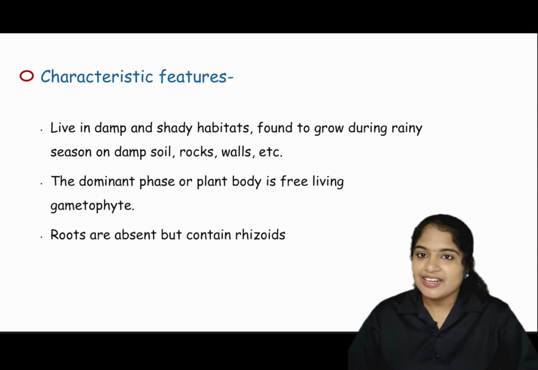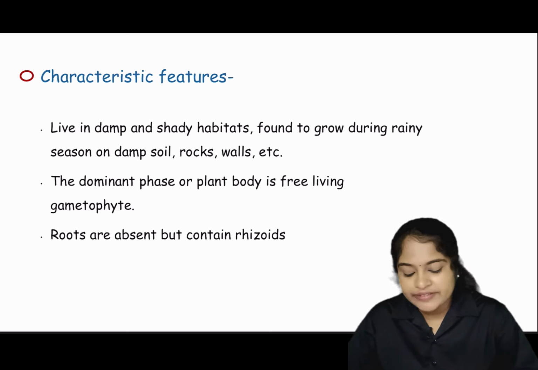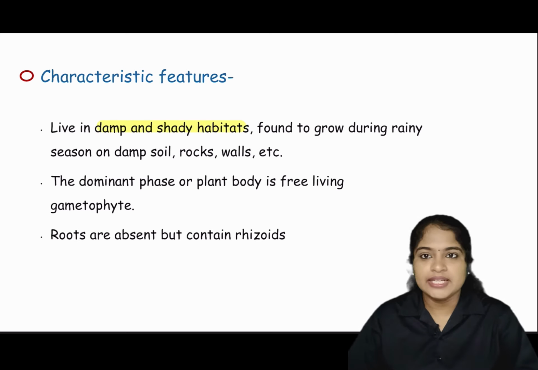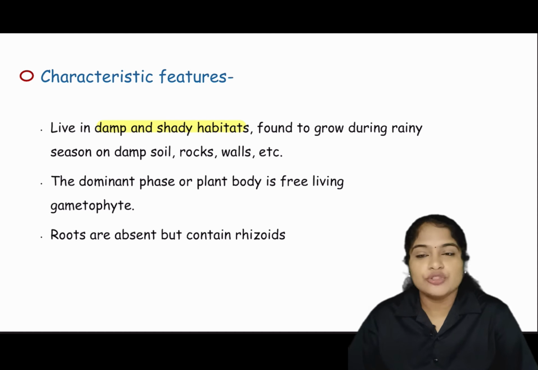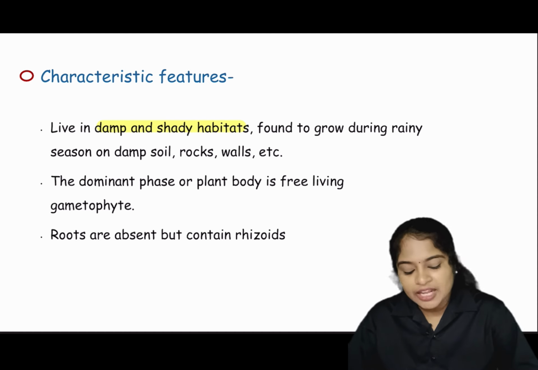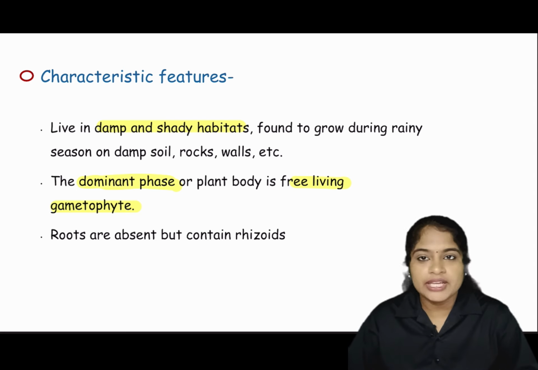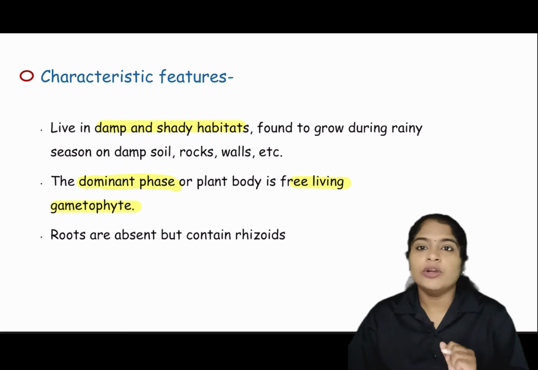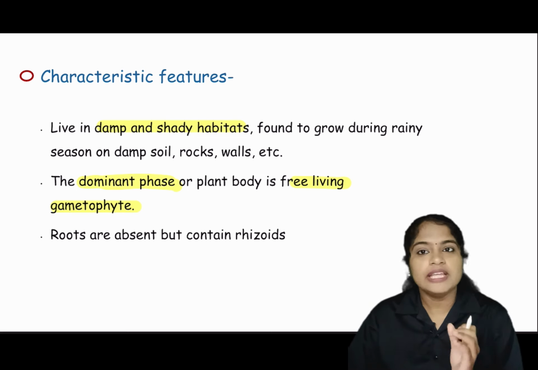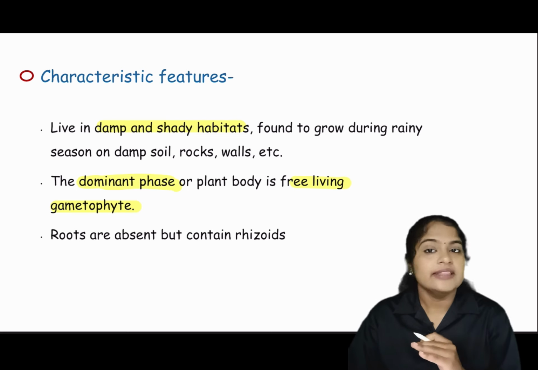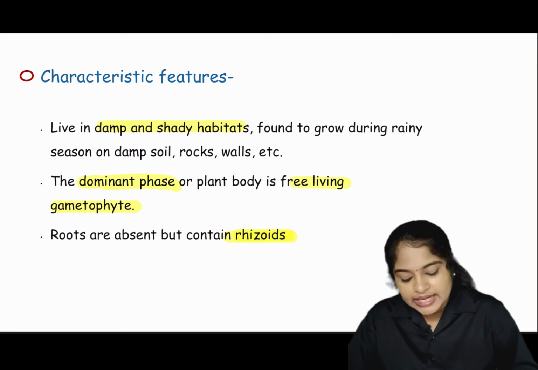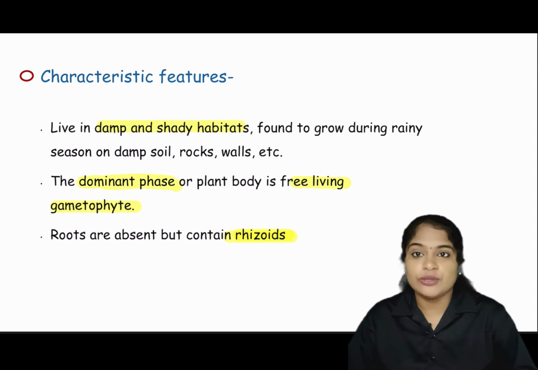Now let us see the characteristics of Bryophytes. They live in mostly damp and shady habitats, and they grow more during the rainy season on rocks, walls, soil, etc. Their dominant phase of the plant body is the free living gametophyte. So their major plant body is the free living gametophyte, and they do not have roots. Even though they have a differentiated plant body, they do not have roots. They contain certain structures called rhizoids.